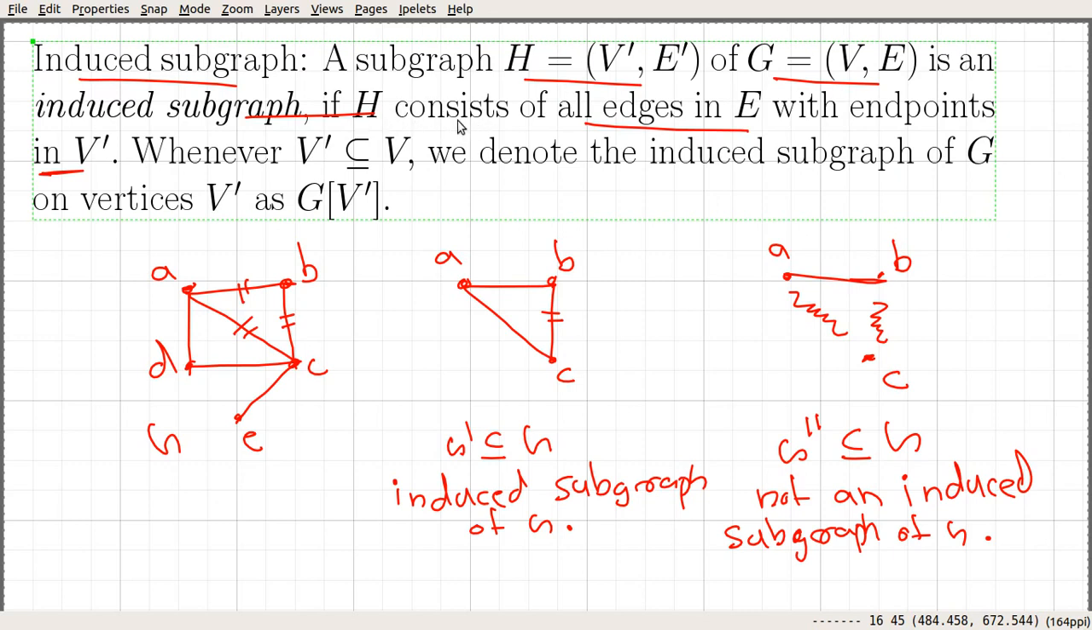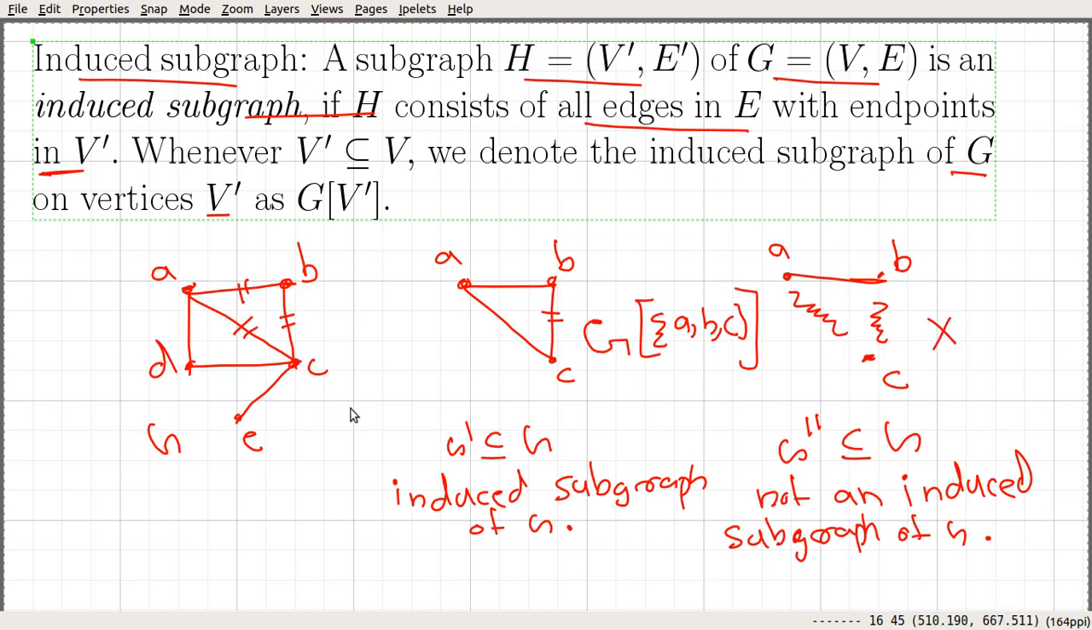So that's the definition of an induced subgraph. H is said to be an induced subgraph if it consists of all edges in E with endpoints in V dash. Whenever V dash is a subset of V, we denote the induced subgraph of G on vertices V dash as G within square brackets V dash. So in this case, this is an induced subgraph obtained from this G, and this graph can also be denoted like this: G of the set A, B, C.